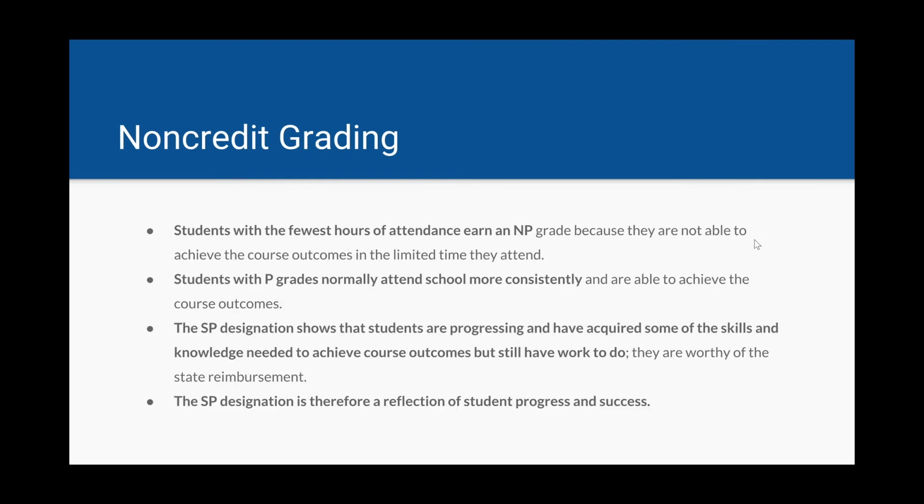Students with the fewest hours of attendance earn the NP grade because they are not able to achieve the course outcomes in the limited time they attend. Students with P grades normally attend school more consistently and are able to achieve the course outcomes. The SP designation shows that students are progressing and have acquired some of the skills and knowledge needed to achieve course outcomes, but still have work to do. They are worthy of the state reimbursement. The SP designation is therefore a reflection of student progress and success.